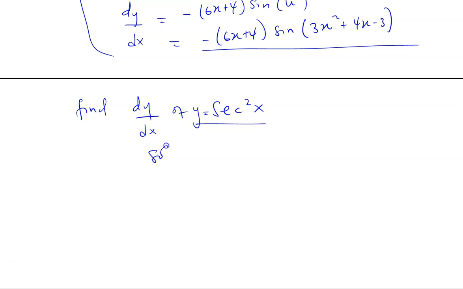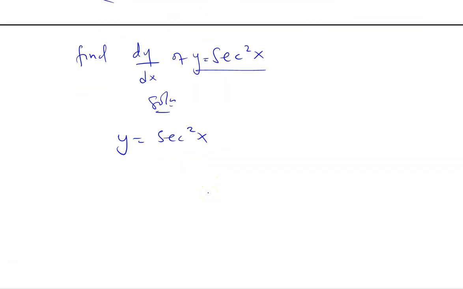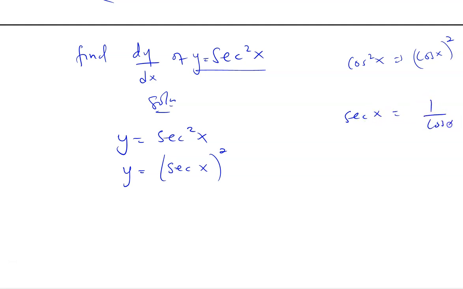Let's simplify it. So we know that y equal to what? Sec squared x, right? We can further simplify this. y is the same as sec x all squared. Last time, in my previous video, I told you that cos squared x is the same as cos x all squared. So it's the same thing, no difference. But we also know that sec x is the same as 1 on what? On cos x. So in that case, y can be written as 1 over cos x all squared.